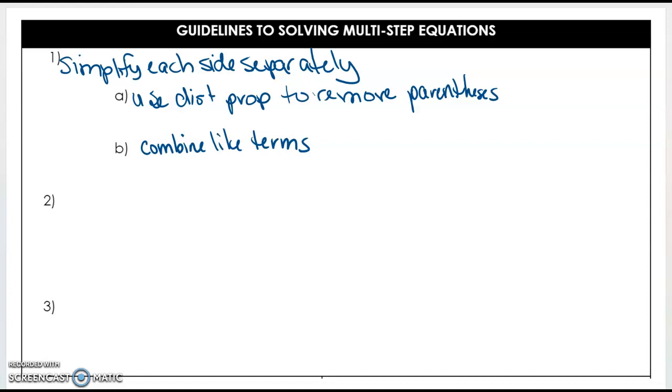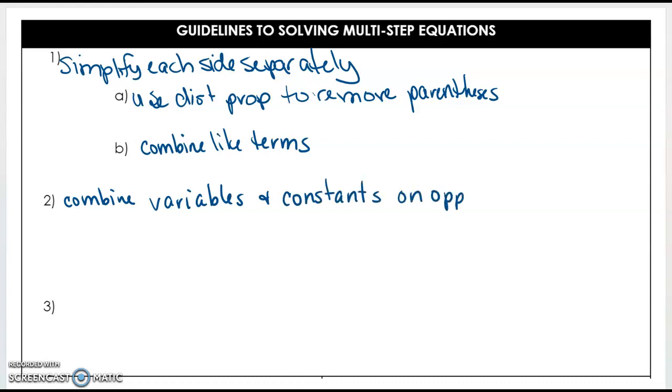Now we want to look at variables and constants on opposite sides. So you want to combine variables and constants on opposite sides using addition or subtraction.